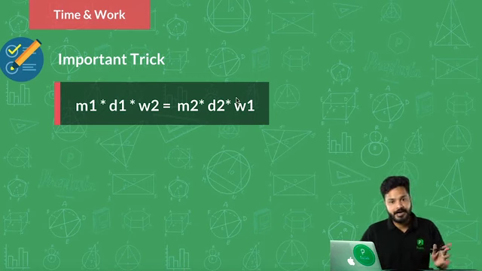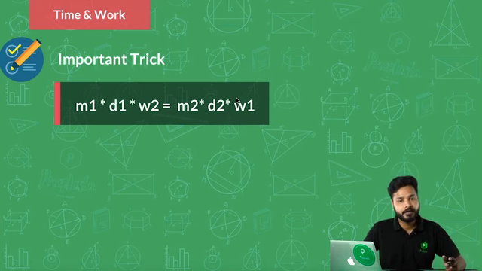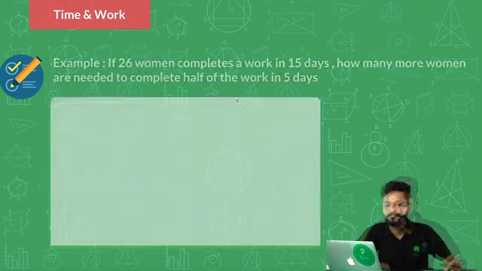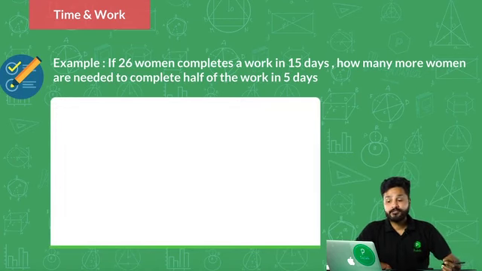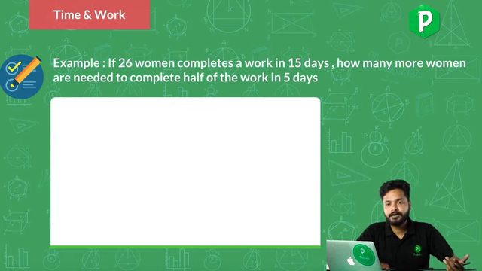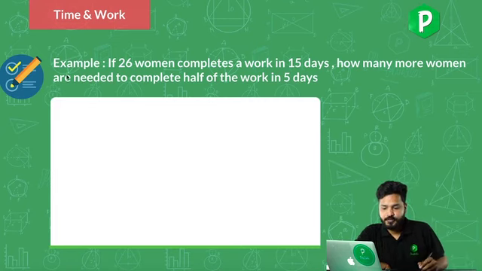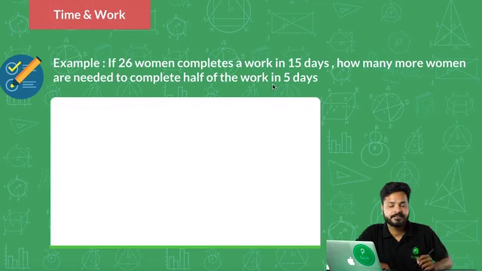I know it is not that clear to you people, so let's see an example to clear this out. The question is: if 26 women complete a work in 15 days, how many more women are needed to complete half of the work in 5 days? Most of you people will start solving it. 26 women complete a work in 15 days, so you'll find one woman completes the work in 26 into 15 days. And then you will make half of the work. You'll do calculations with the days. So there is a lot of calculation involved in such questions.